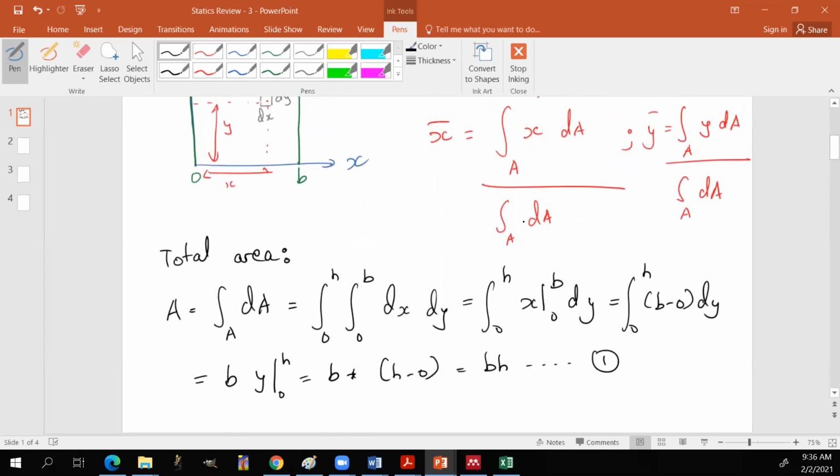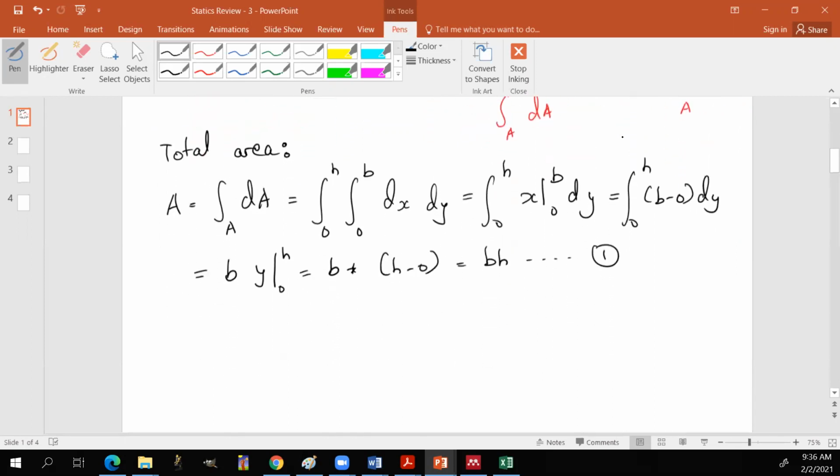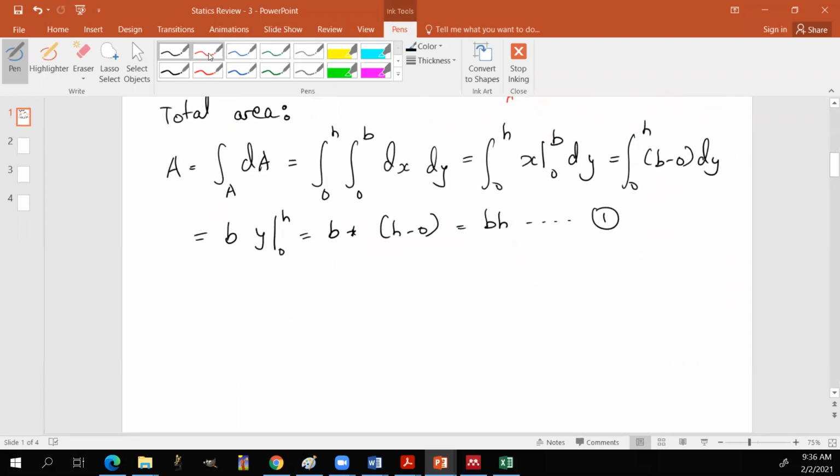And then we go on to find out the numerators. So for your x, the area becomes a double integral, 0 to h, 0 to b. Now you have x times dA, which is the same thing as before, dx times dy. Now, what is the integral of x dx?